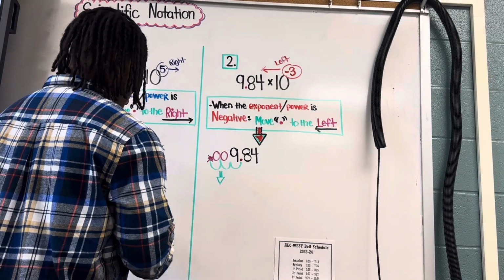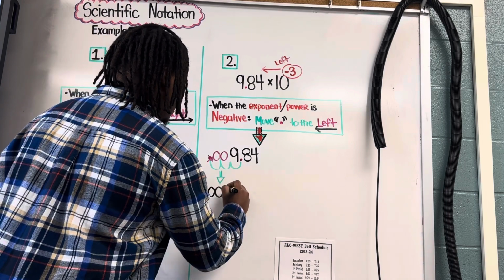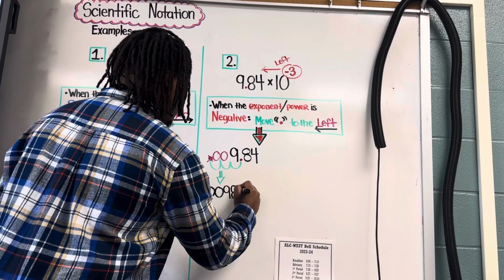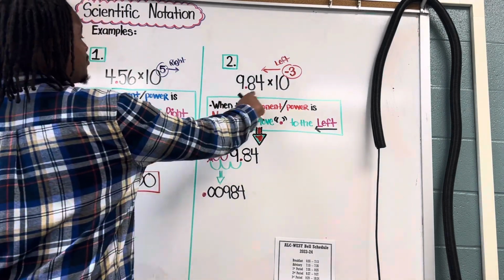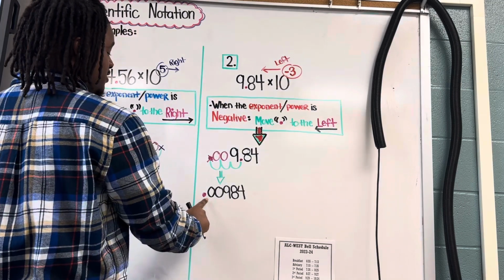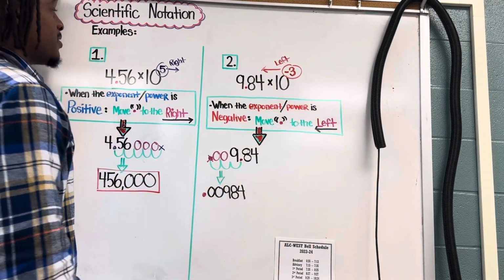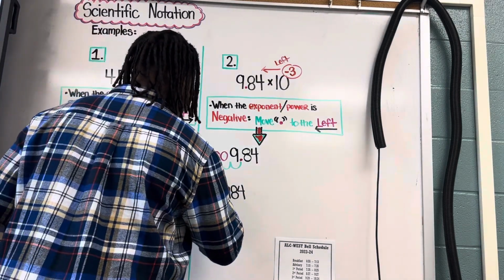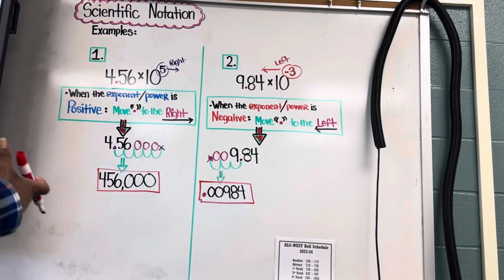So now our final answer is 0.00984. That's our answer, guys. 0.00984. Okay? So 9.84 times 10 to the negative third power is actually 0.00984. That's the actual value that this scientific notation represents. Okay? So those are 2 great examples, guys, of how to successfully write out the actual number that's represented by a scientific notation, or to find the number that is represented by a scientific notation.